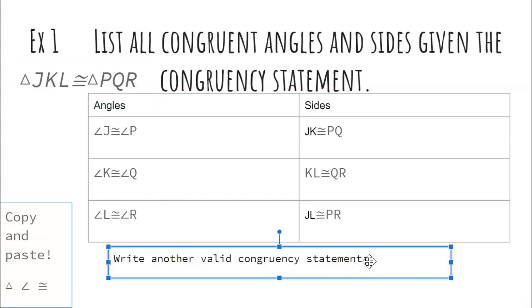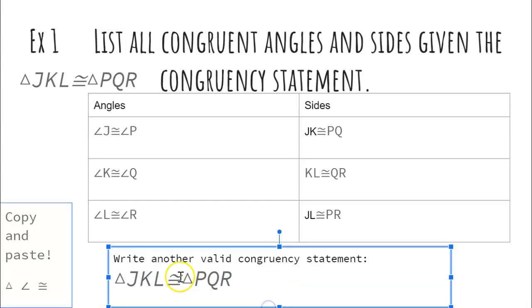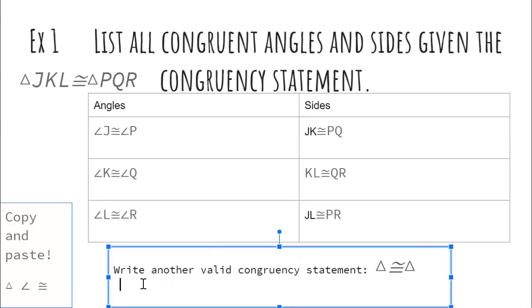I'm going to go ahead and copy and paste from above, because we already have a congruency statement, so I just need to change up the letters. So we first start off by saying, okay, triangle, and I'm going to mix up the letters. So instead of JKL, I could say KLJ.